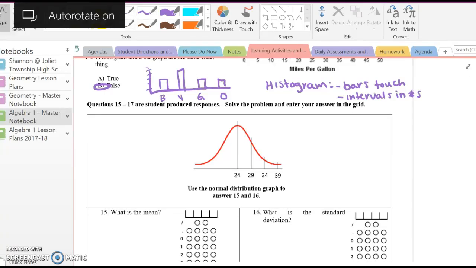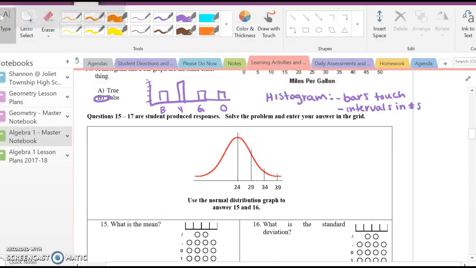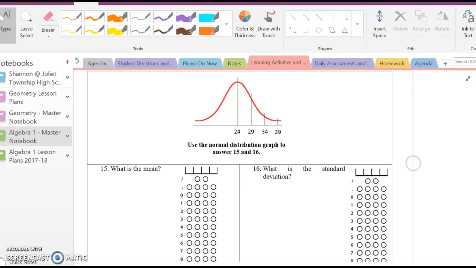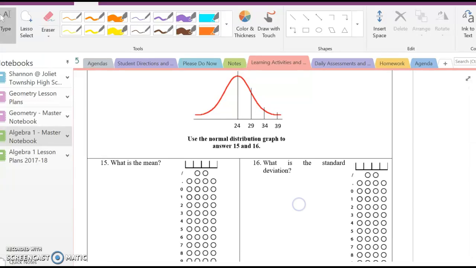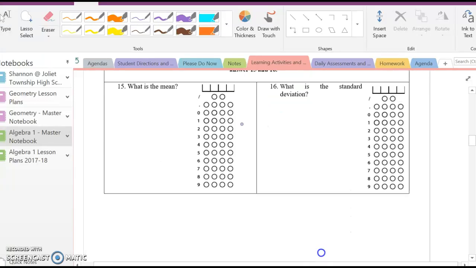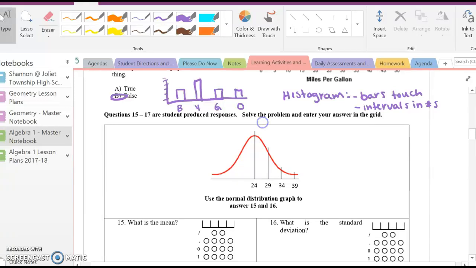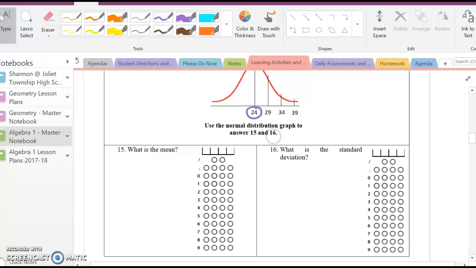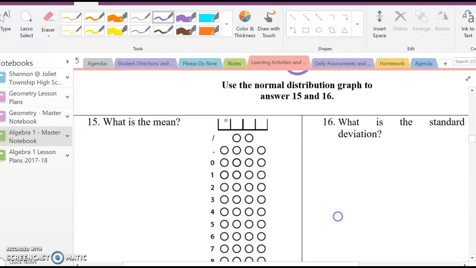Okay, for our next part, we're looking at our normal distribution. Use this question to answer the following. What is the mean? Remember, for a normal curve, the mean is always at the center. So here's our mean, and the mean is 24. Now these are our SAT-based questions, so when we fill them in, you can fill them in any space. I can choose the first space, that's fine, and then I would bubble in 24.